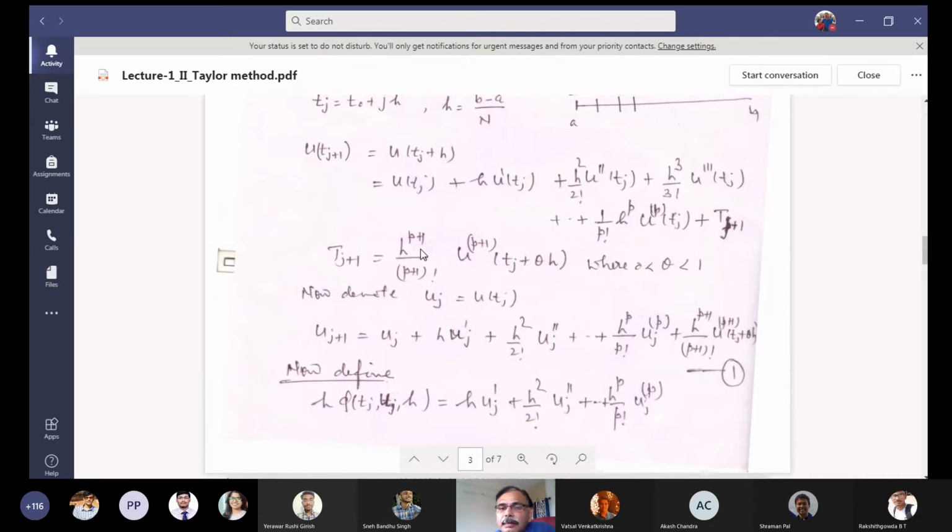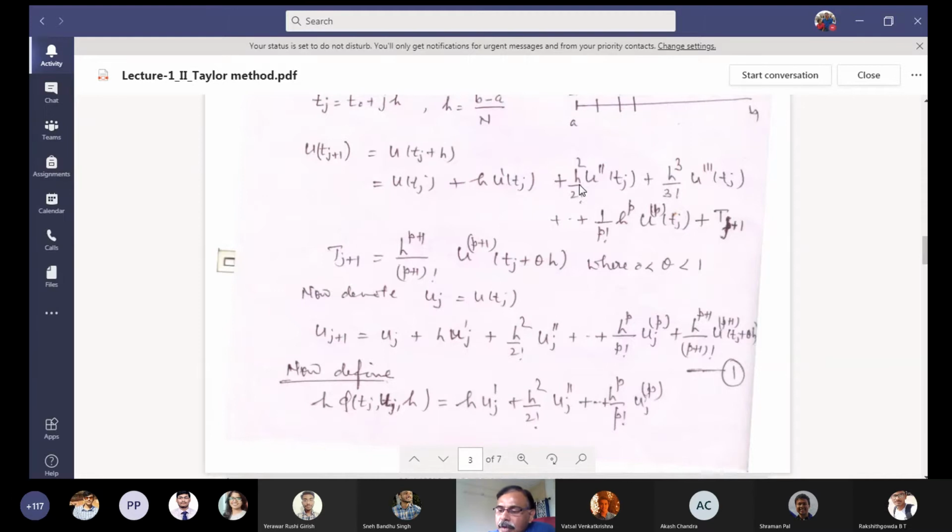So what will be the second order method? Local truncation error will be capital O of h cube term. So up to h square, that will go to the method, means h square by 2 factorial u double prime at j. This will be your Taylor's method of order 2, or second order Taylor's method. Is this clear? Yes, sir.